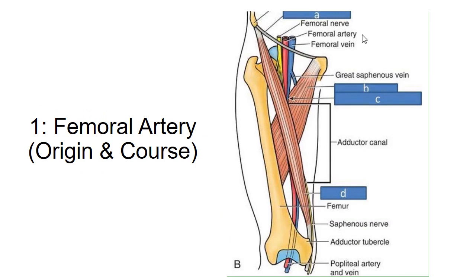Now let's see the origin and course of the femoral artery. As I have already told you, the femoral artery is the continuation of the external iliac artery distal to the inguinal ligament. This is the inguinal ligament. This is the femoral artery, the one in red color. The external iliac artery passes behind this inguinal ligament and enters the thigh at the mid-inguinal point.